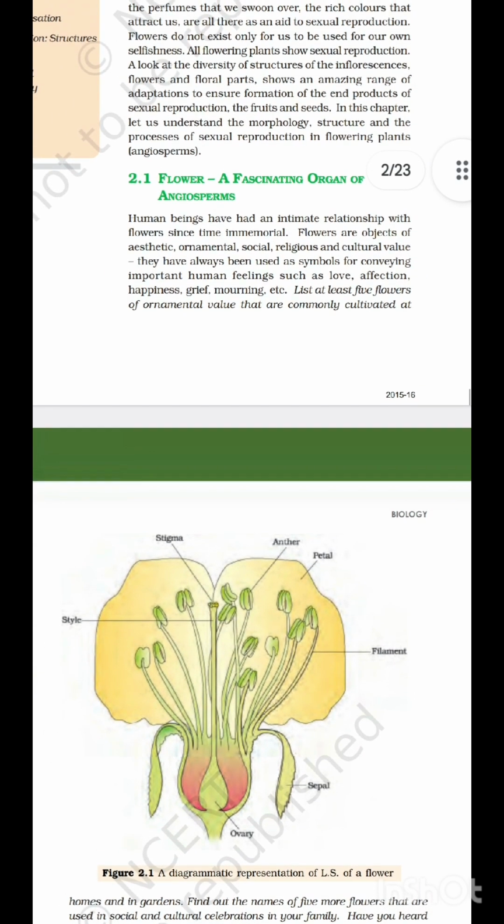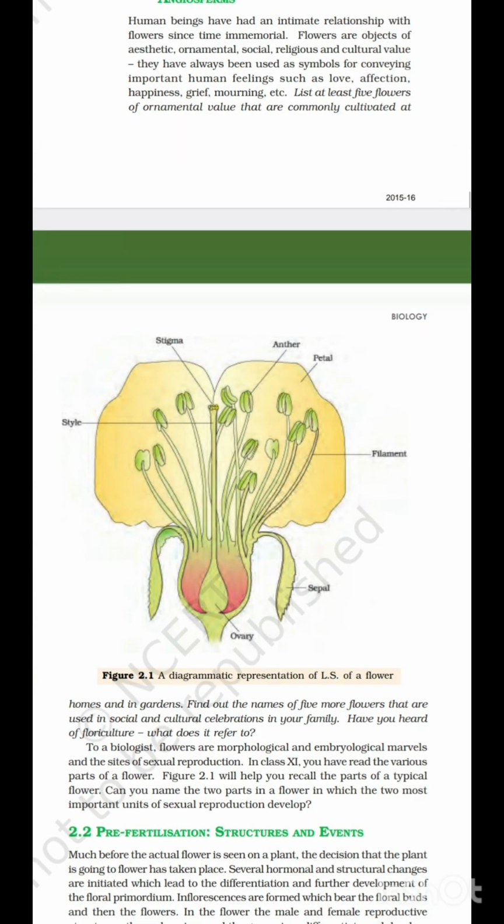This is the diagrammatic representation of the longitudinal section, or LS, of a flower. It shows the internal structure, or anatomy, of a flower. In a flower there are four whorls. The outer two are the accessory whorls, which are the calyx and corolla, and the inner two are the essential whorls, that is androecium and gynoecium.